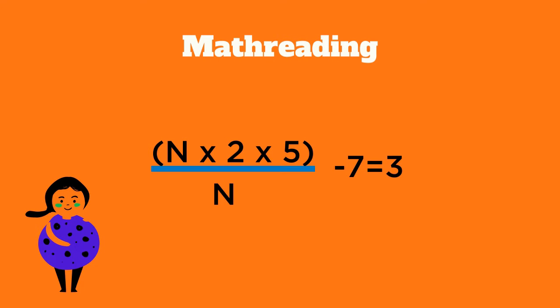So you can see here, I've reduced all those steps into an equation. So n stands for any number. So it's just going to be represented by a letter. So n times 2 times 5 divided by n minus 7 equals 3. Now, I know that looks a little tricky, a little confusing, especially if you haven't seen equations like this before. So let's simplify it.